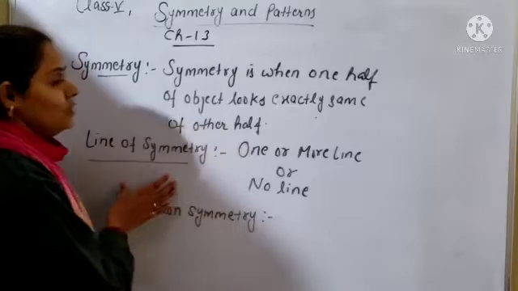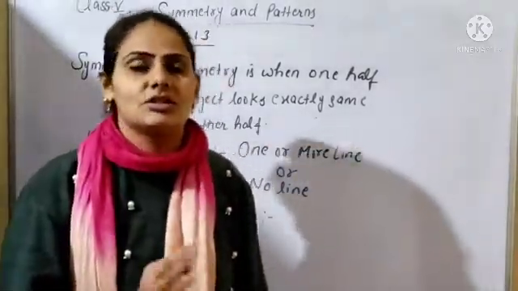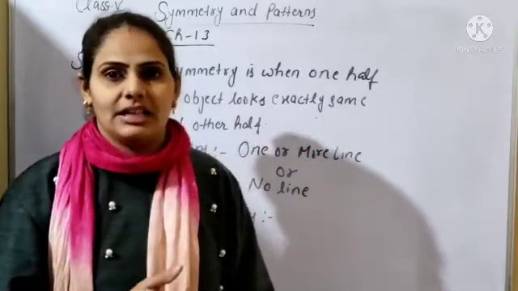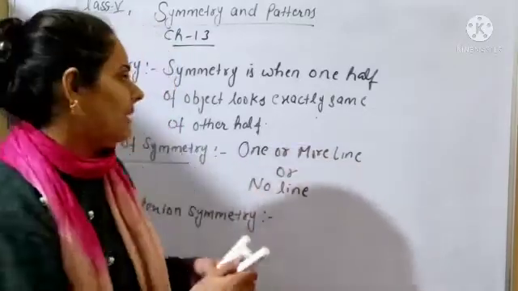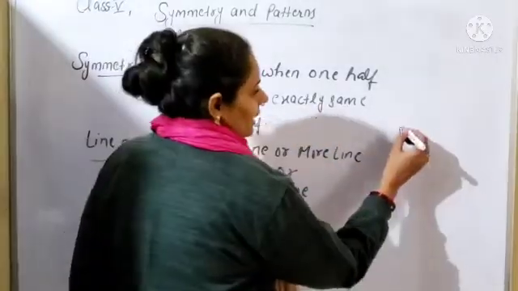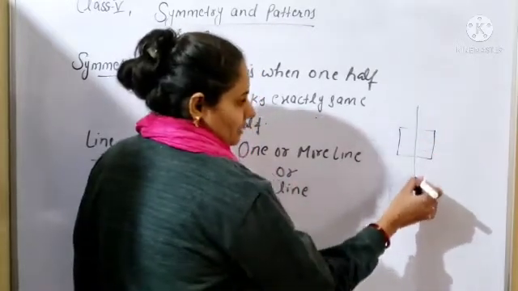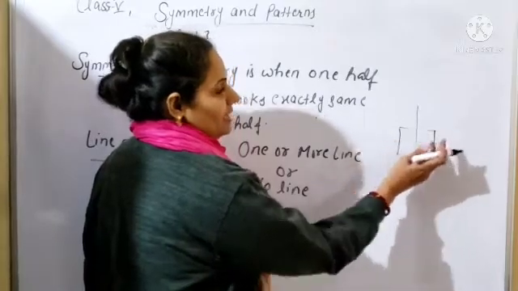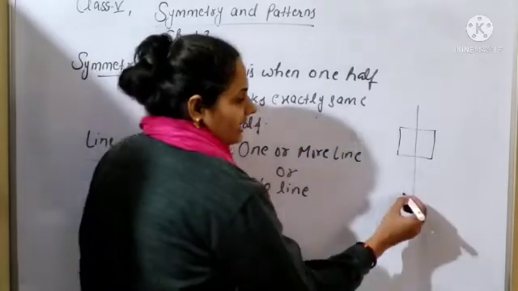After that, what is the line of symmetry? The line of symmetry is the line by which you divide the object in half. For example, you can take a vertical line of symmetry, or a horizontal line of symmetry. If you have a square and you draw a vertical line, dividing the figure in half, the left hand side and right hand side of the figure will be the same. So this is called the vertical line of symmetry.